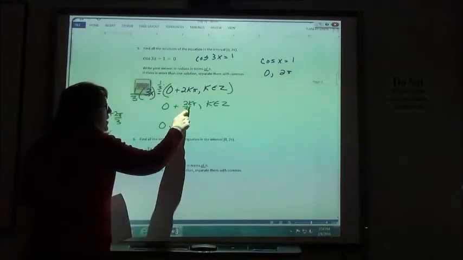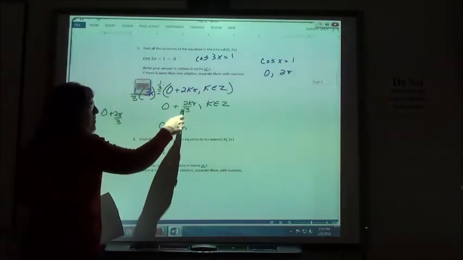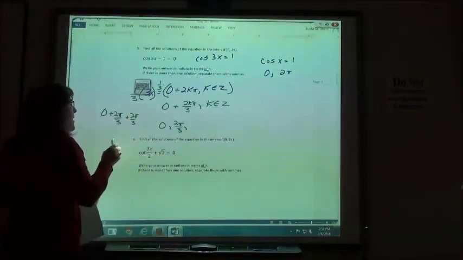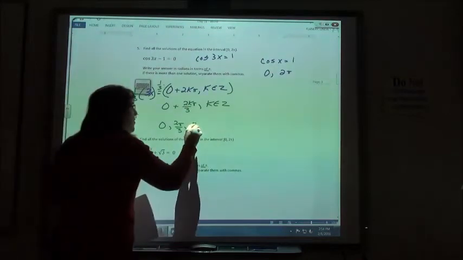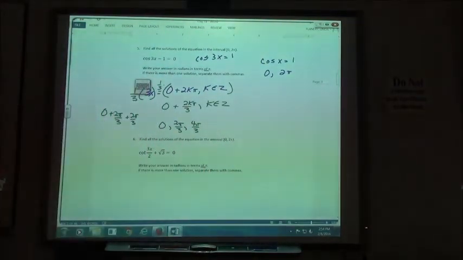When I put 2 in here, I'm just going to add another 2 pi over 3 because each time I'm adding 2 pi over 3. So now I'm going to add my 2 pi over 3. That's going to give me 4 pi over 3. 4 pi over 3 is still between 0 and 2 pi.